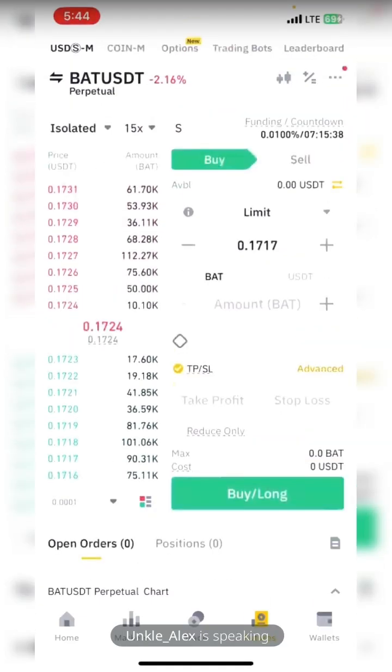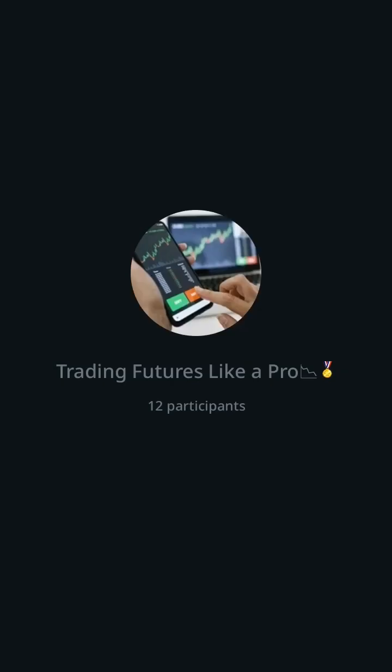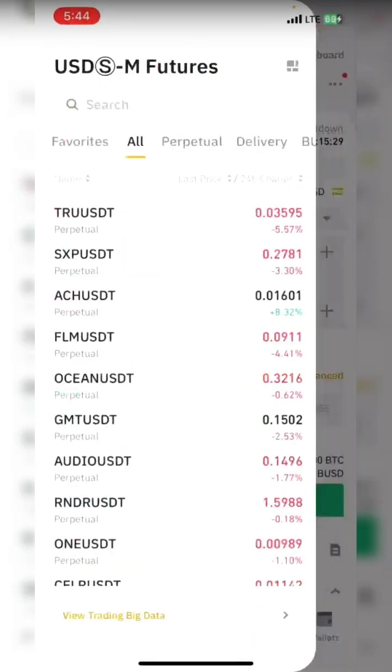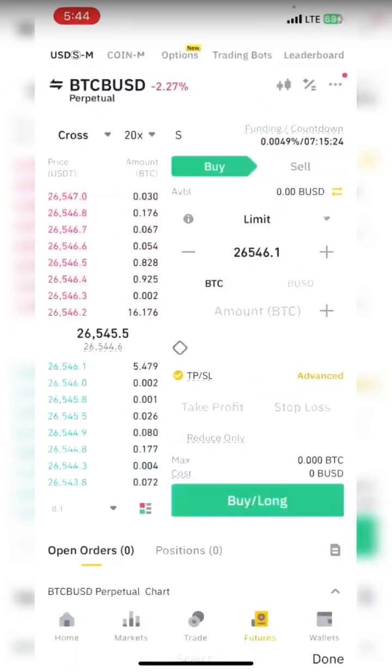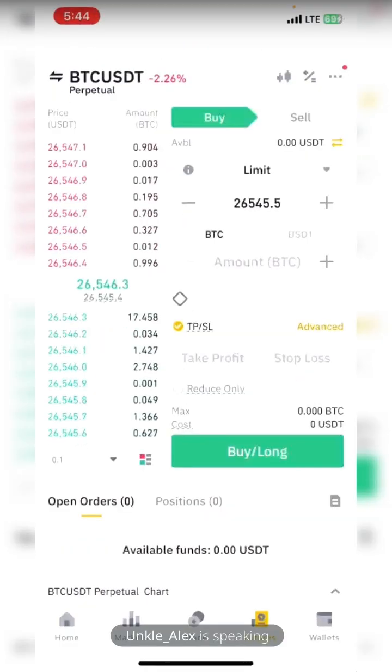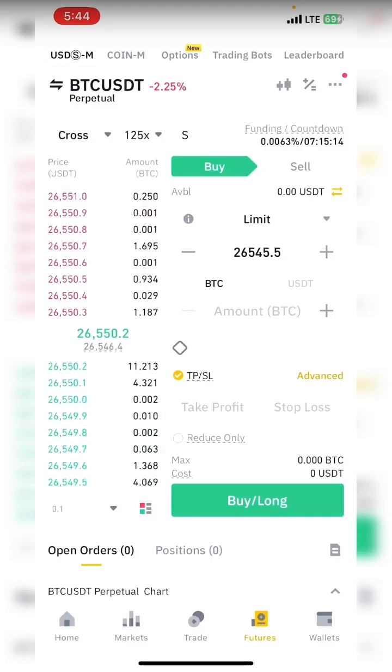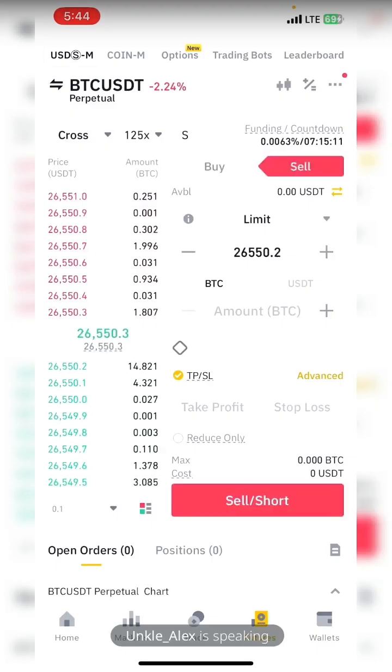Now here is the current price of the token. If I should go for BTC, what you see here is the price of BTC. So if you are going long, that is you are buying, you select here. If you are shorting, if you want to sell, you switch. Buy, sell, buy, sell. Don't misplace it.